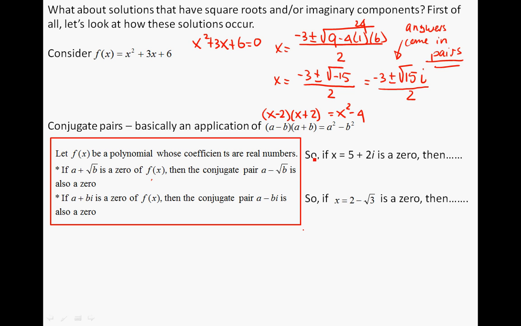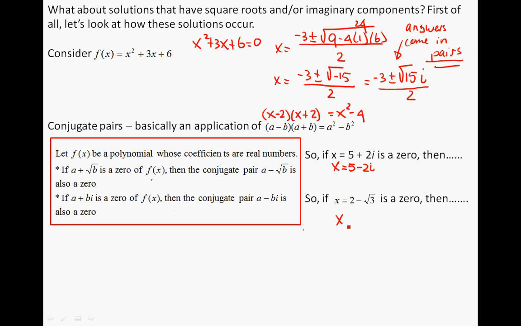That works for solutions as well. What I mean with that is this. If 5 plus 2i is a 0, then 5 minus 2i is a 0. Okay, that would be written in a fancy way here. So if a plus bi is a 0, then the conjugate pair a minus bi is also a 0.